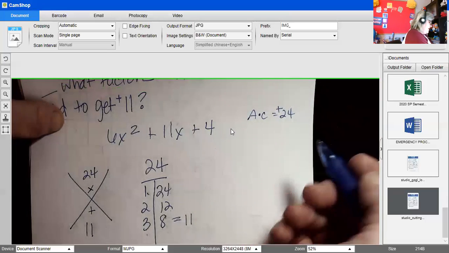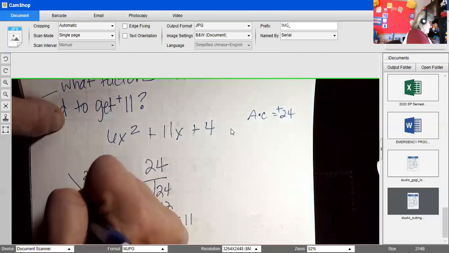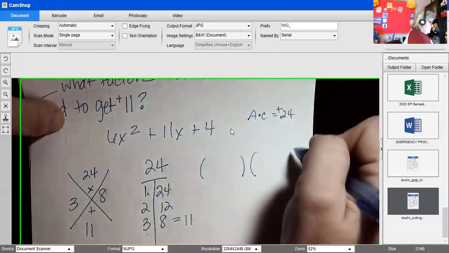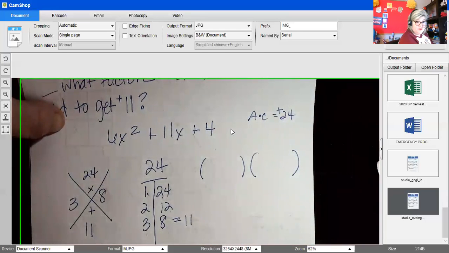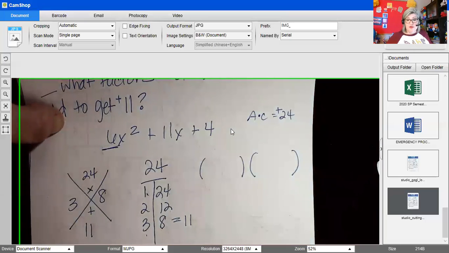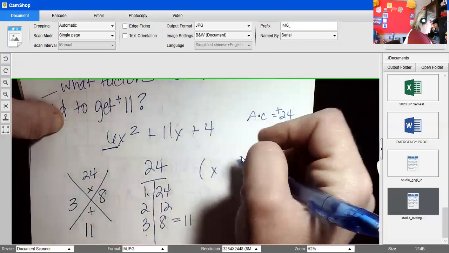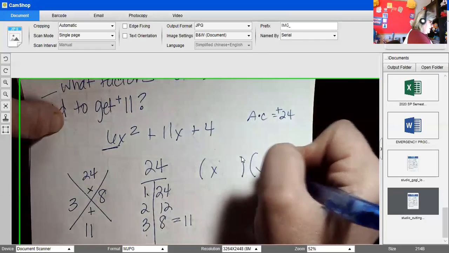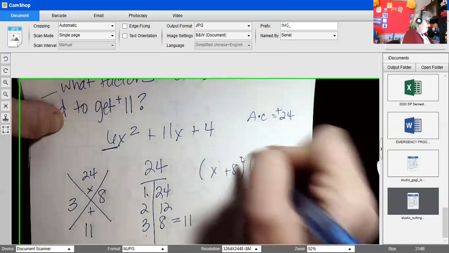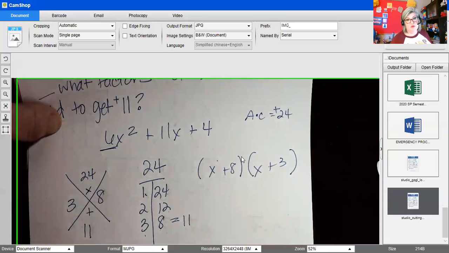So then the next step, since we know the pieces are 3 and 8, but we have to deal with that 6, because we have a 6 right there. We can't just do x and x plus 3 plus 8, because that's not going to give us what we need. So we're going to have to deal with the 6.